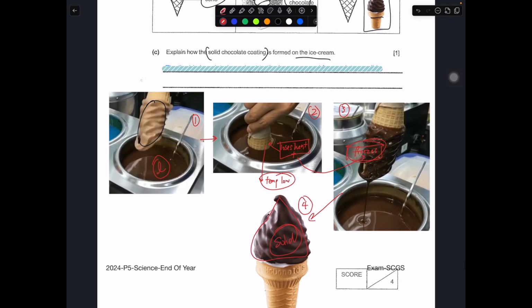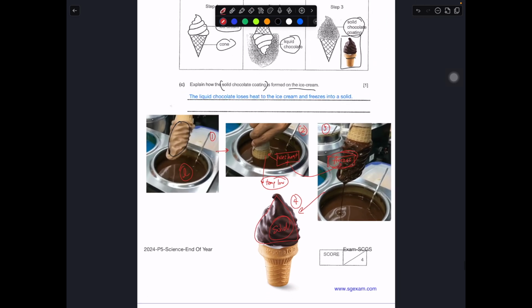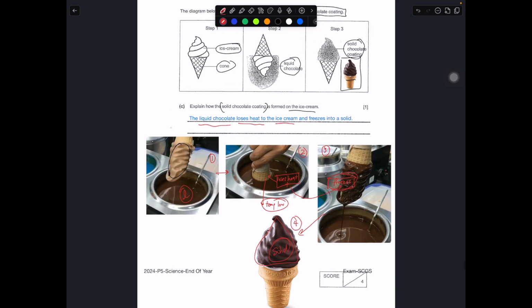So how do you explain this part fully? You can talk about the liquid chocolate losing heat to the ice cream, which has a very low temperature in this case, and freezing into a solid. And that is actually how you can have your solid chocolate coating on top of the ice cream cone.